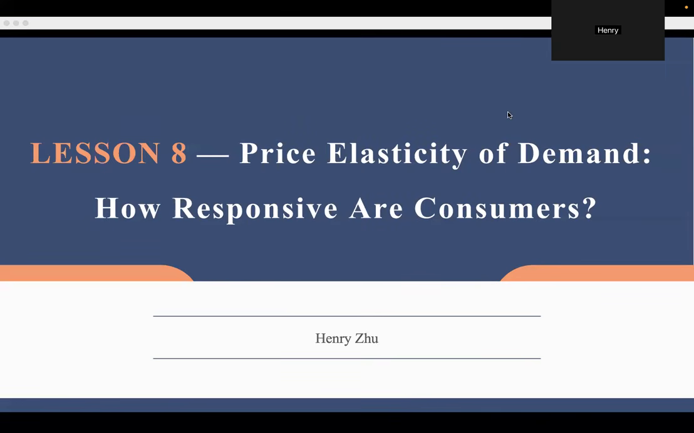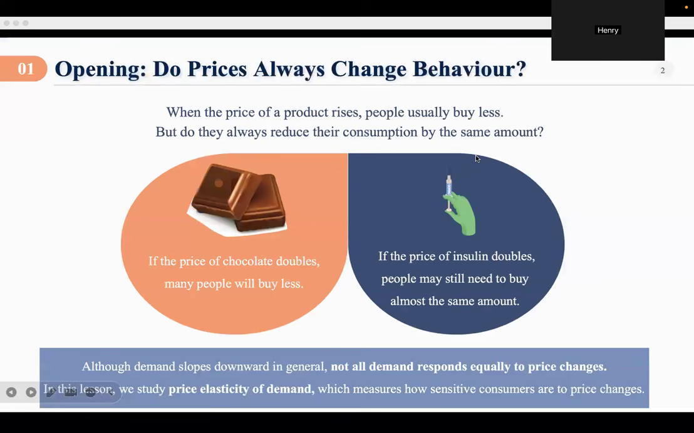Hi everyone. In the previous lesson, we saw how demand and supply interact to determine equilibrium price and quantity. But now we go one level deeper. We ask, do price changes always lead to large changes in behavior? The answer is not necessarily. And this is where one of the most important concepts in microeconomics comes in: price elasticity of demand, or PED.